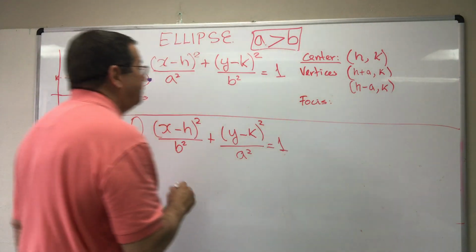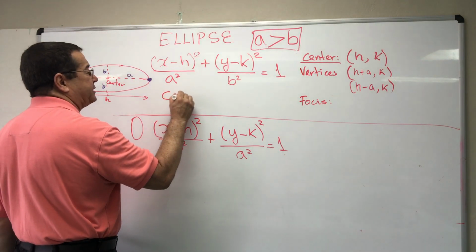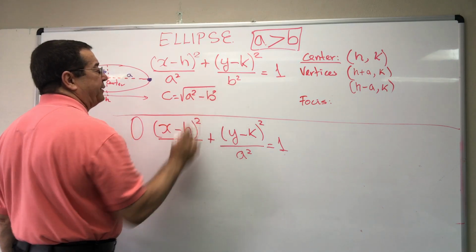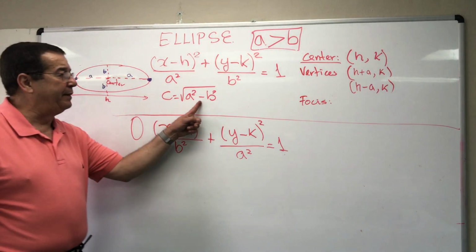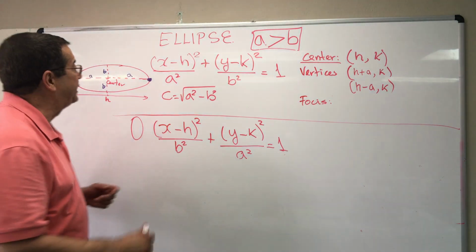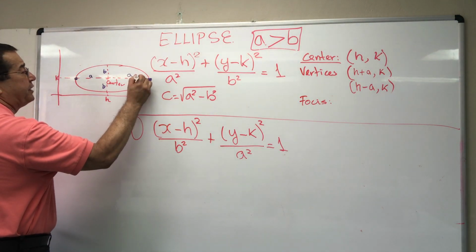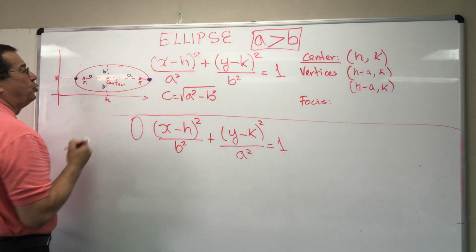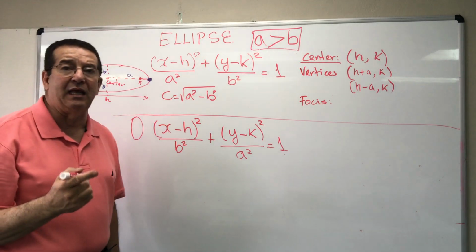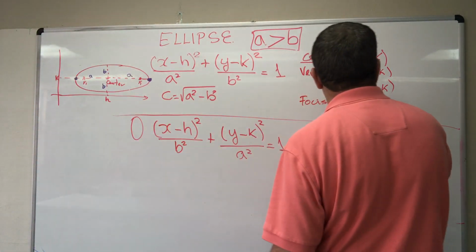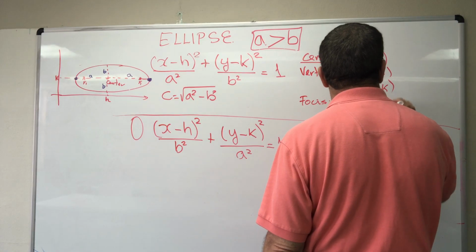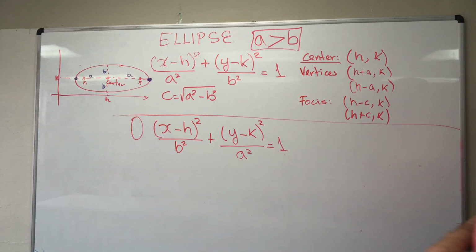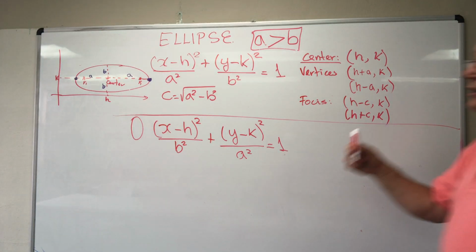And the foci: you need to find the number c, where c is the square root of a squared minus b squared. Now the foci are the elements inside the ellipse. One focus is here and another focus is here. That's an element of the ellipse. How do you find the foci? They are (h - c, k) and (h + c, k). And that's it. This is when the ellipse is horizontal.